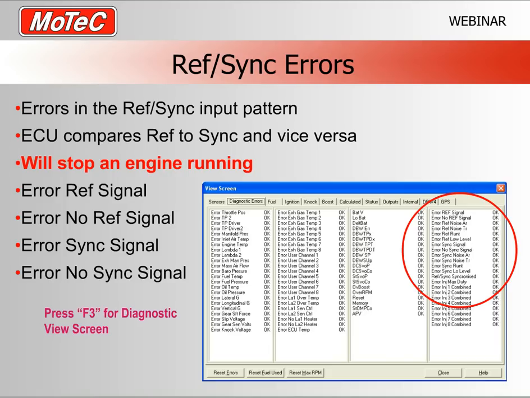The errors for ref and sync are basically pattern recognition errors. So you've told it to expect 12 teeth on the crank and 1 tooth on the cam. Now, there's a specific ref sync number for that. If the pattern does not match that, then the ECU will simply say, hey, look, you've told me to expect a certain pattern. When you wind the engine over, comparing the ref and sync to each other and then to that mode number, something's not right.